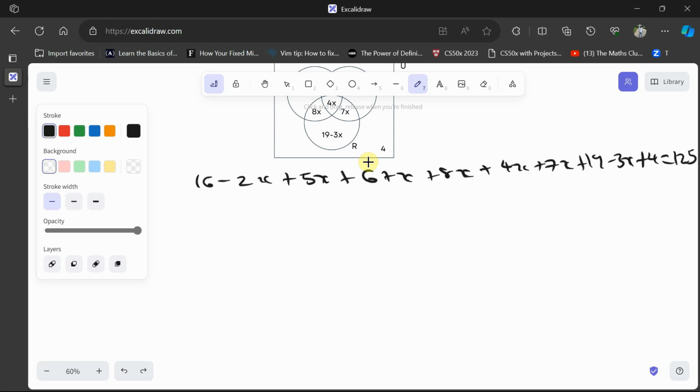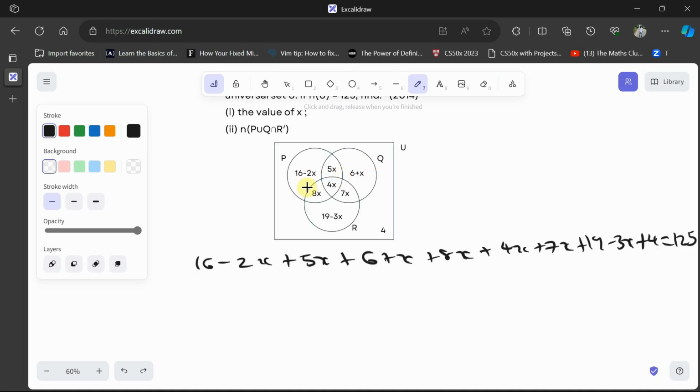Now let's add the whole number parts first. That will be 16 plus 19 plus 4. Just to be sure I didn't miss anything: 16 plus 19 plus 4, then there is a 6 here, so plus 6. 16 plus 6 plus 19 and then plus 4, so that is 45. It's very easy to mix up all these things and then forget this number 4. Let me confess to you.